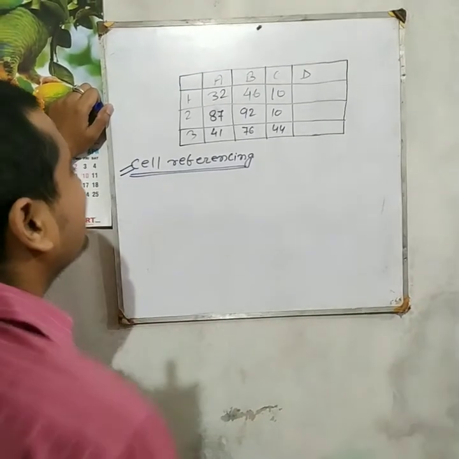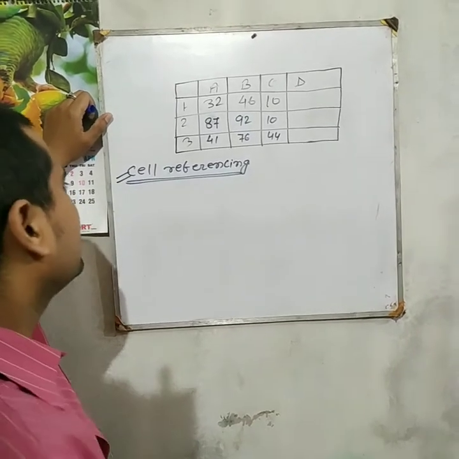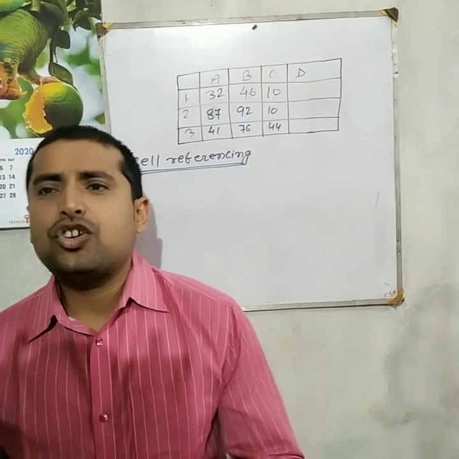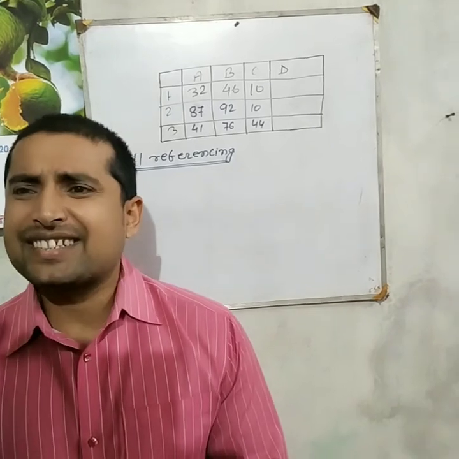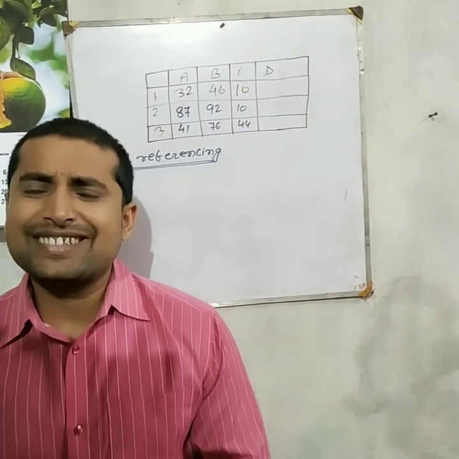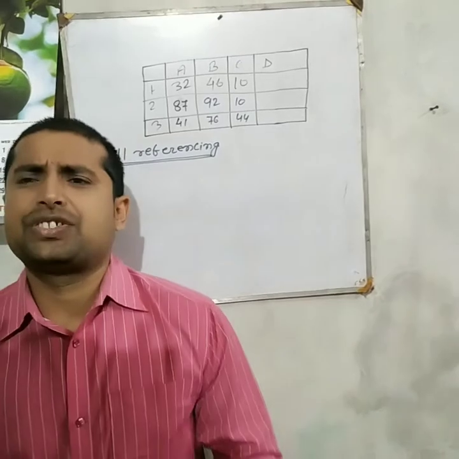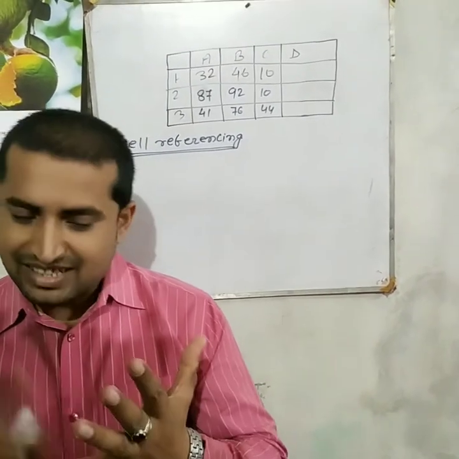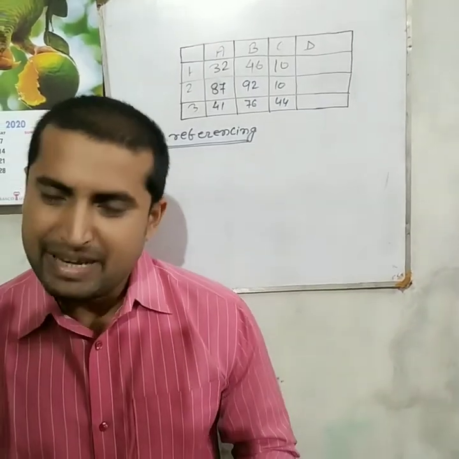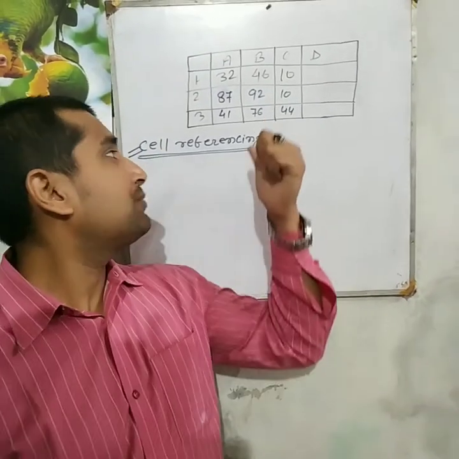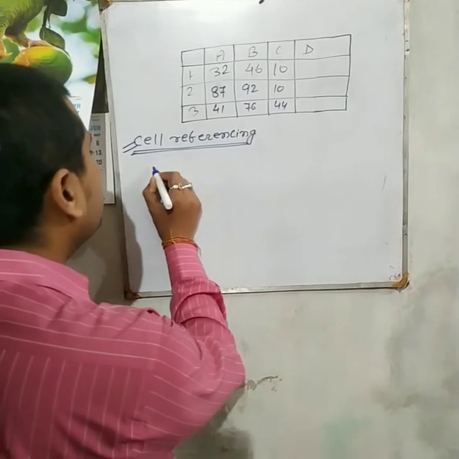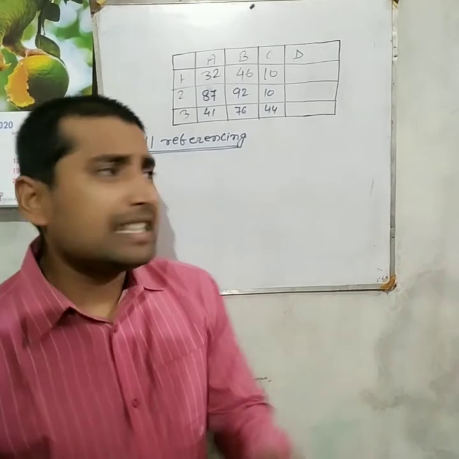So next topic is cell referencing. What is cell referencing? A cell address used in a formula is called a cell reference. A cell range in a formula is also called a cell reference. So we can use three types of cell references in a formula, such as relative, absolute and mixed. First one is relative.